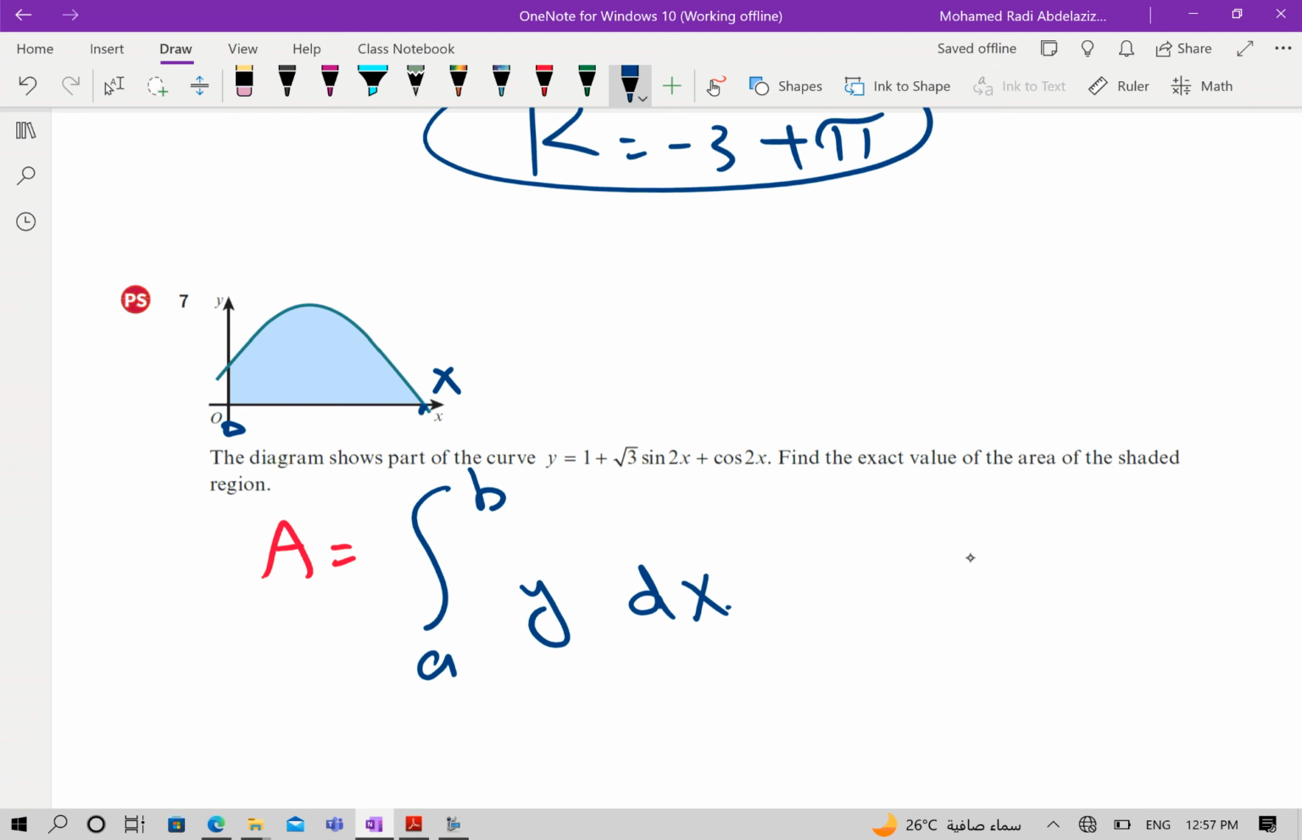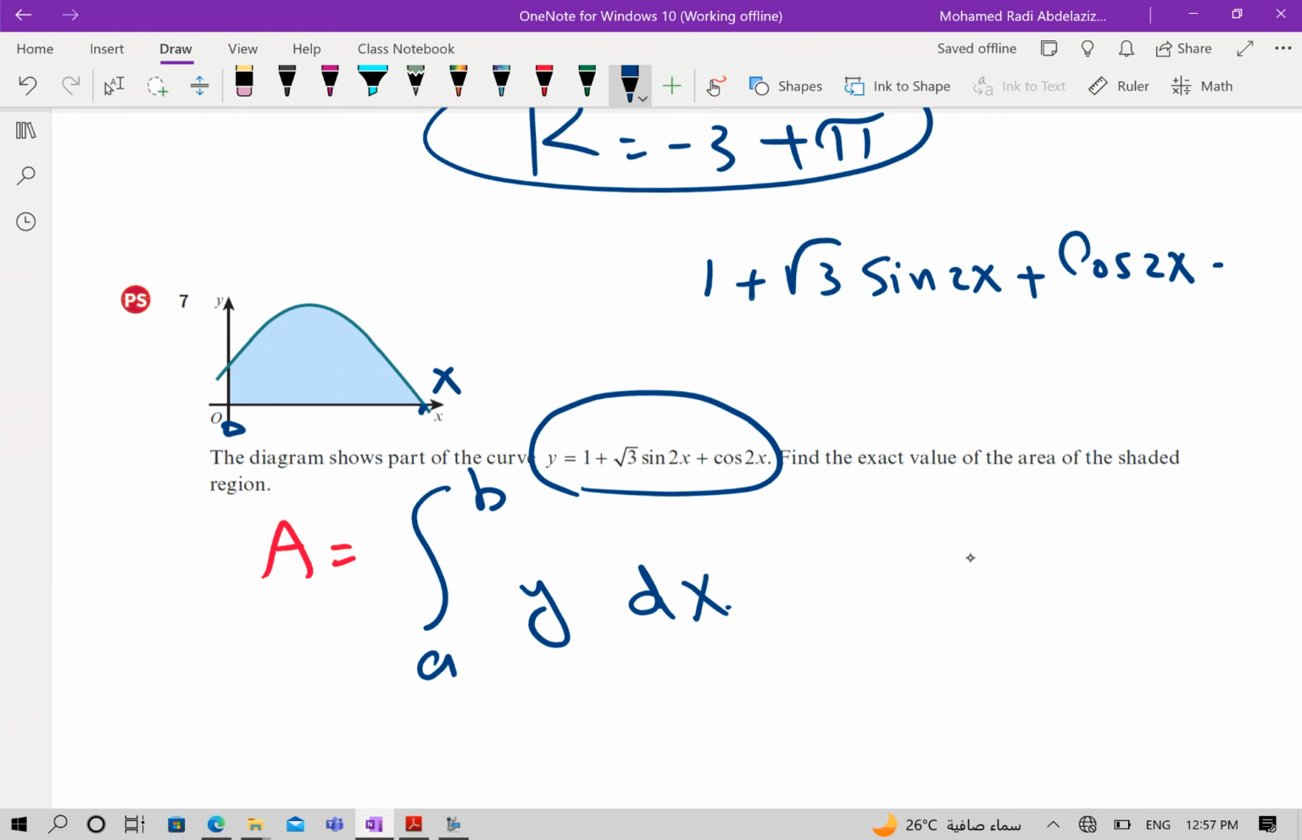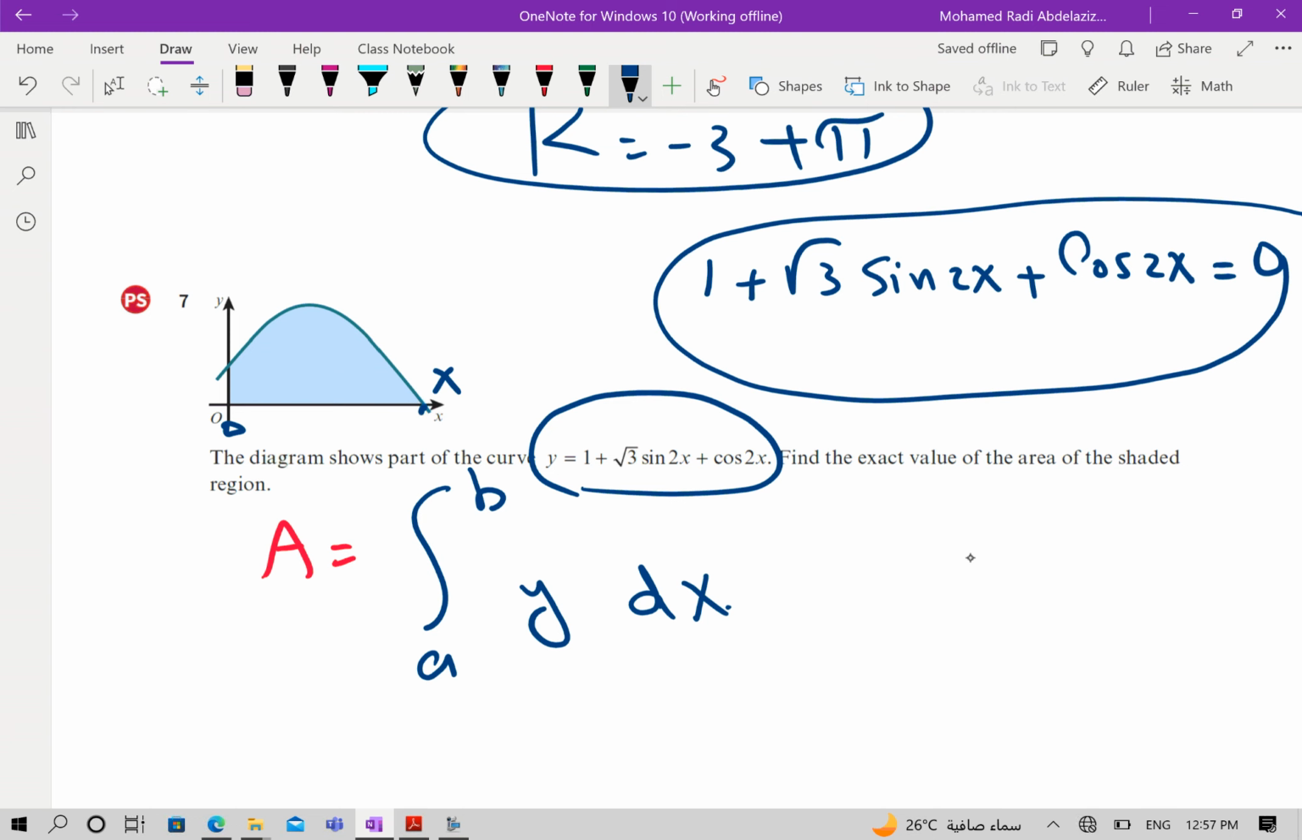y equals 0. If y equals 0, we'll write 1 plus root 3 sine 2x plus cosine 2x equals 0. But how to solve this equation? You have to get the intersection with the x-axis, so set y equals 0 and solve the trigonometric equation. Then you will find a and b. Then start to integrate. Integrate of sine we studied today. Integrate of cosine we studied. So you can find the area under the curve and the x-axis.